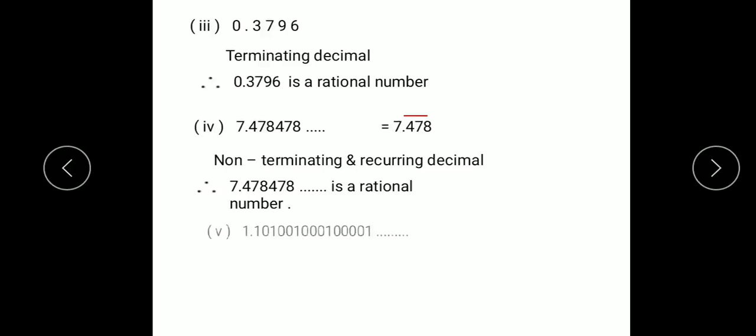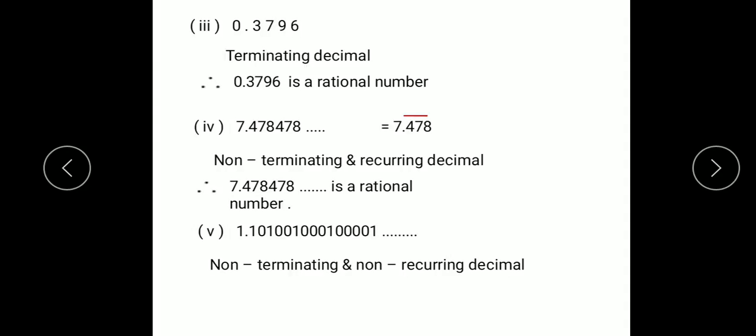Have a look at the fifth example. 1.101, 001, 0001, 00001 ... When we look at this example, it is clear that it is non-terminating and non-recurring. And we know that when the decimal expansion is non-terminating and non-recurring, it is none other than an irrational number. Therefore, we can conclude that the given number is an irrational number.